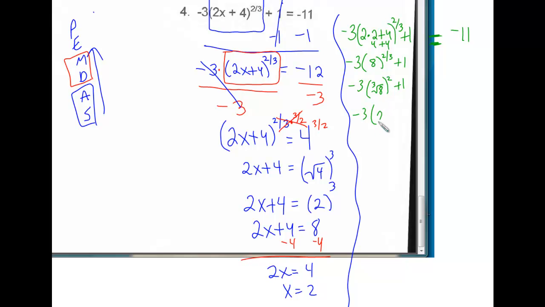The cube root of 8 is 2, and that's squared, and let's add 1 to that. So negative 3 times 4 plus 1. PEMDAS says now take care of any multiplication, so this is negative 12 plus 1, and this is negative 11. And since that's what I wanted, this checks, and x equals 2 is an answer.